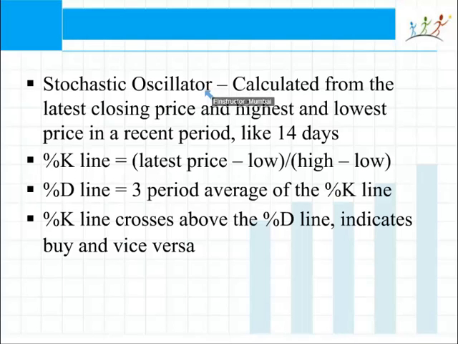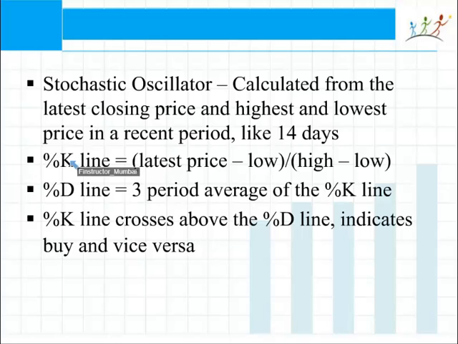I'm sorry, there's one more oscillator. It's called the stochastic oscillator. So the stochastic oscillator is calculated from the latest closing price and the highest and lowest price in a recent period. Let's say about 14 days or 10 days. So the exact calculation of the stochastic oscillator is with the help of two lines. First is called the percentage K line.